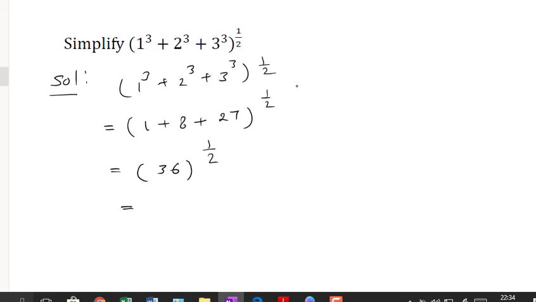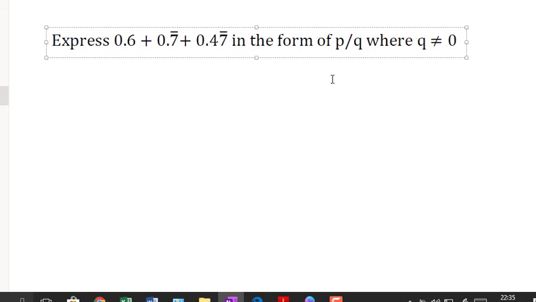Now 36 power 1 by 2, that means I want square root of 36. So what is square root of 36? Square root of 36 is 6. Okay, square root of 36 is plus or minus 6. So the simplification of (1 cube plus 2 cube plus 3 cube) the whole power 1 by 2 is plus or minus 6. Next question, question number 5.